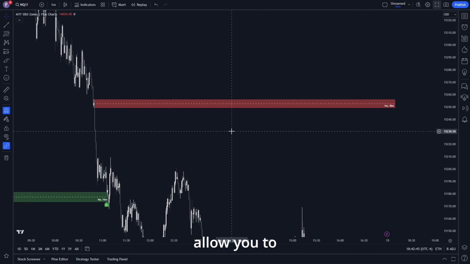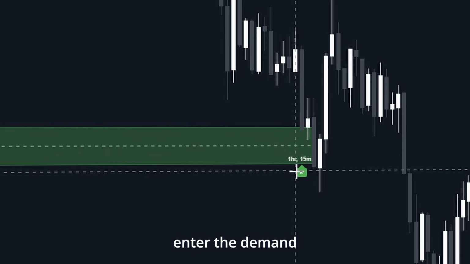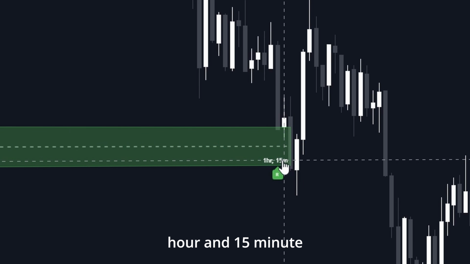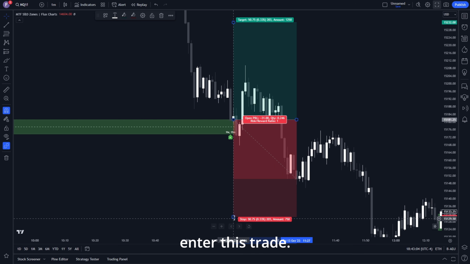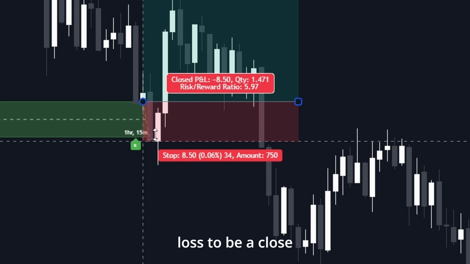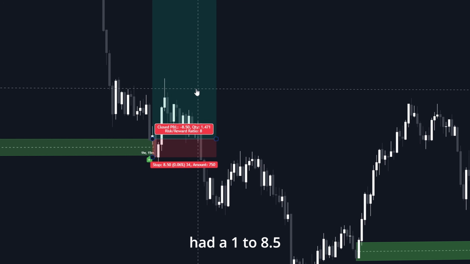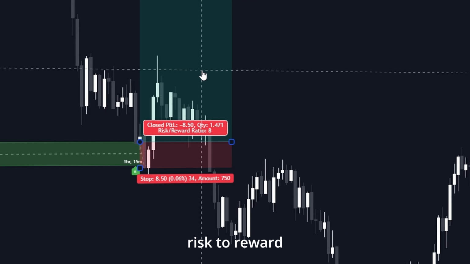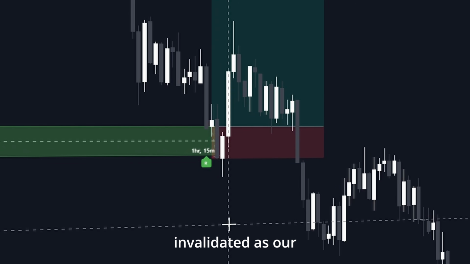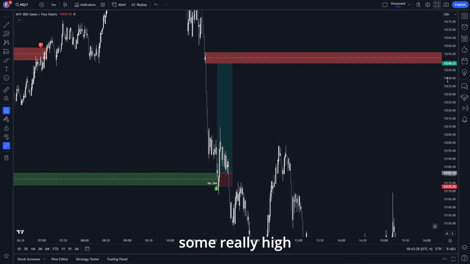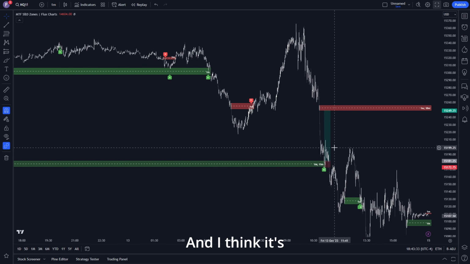The zones also allow you to control your risk when entering trades. In this example, we enter the demand zone on the 1-hour and 15-minute time frame. We can just set a stop loss when we enter this trade. We can set a stop loss to be a close below the zone. If we were targeting the closest supply zone, we could have had a 1 to 8.5 risk to reward ratio, because we were using these zones being invalidated as our stop loss. So you can find some really high risk to reward trade setups using this indicator, and I think it's extremely helpful as well.